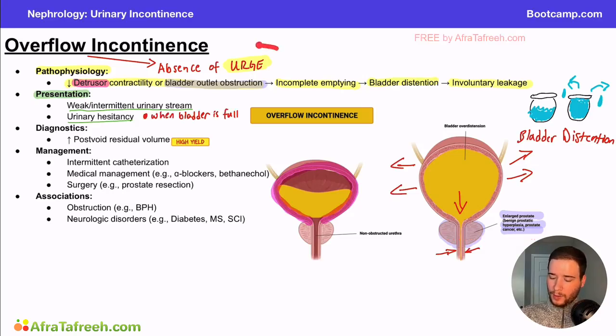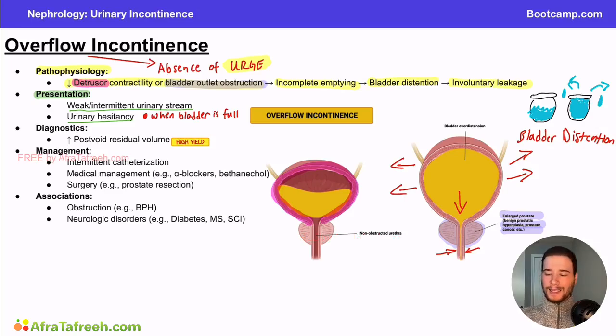And then the second key point is the one we already mentioned, is that overflow incontinence has an absence of an urge. This is super important because we're going to talk about in a future video one called urge incontinence, which, as you guessed it, presents with an actual urge to urinate. But here, patients don't feel an urge to go. It just happens because they chronically have a distended bladder.